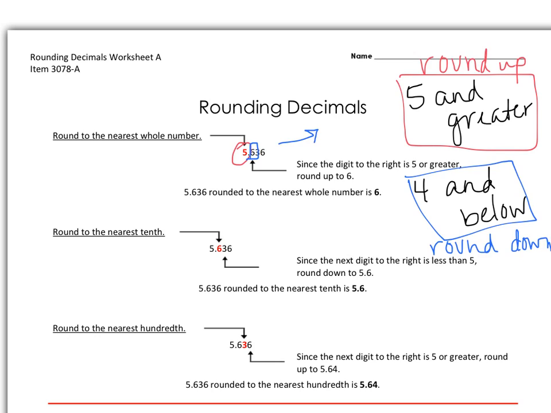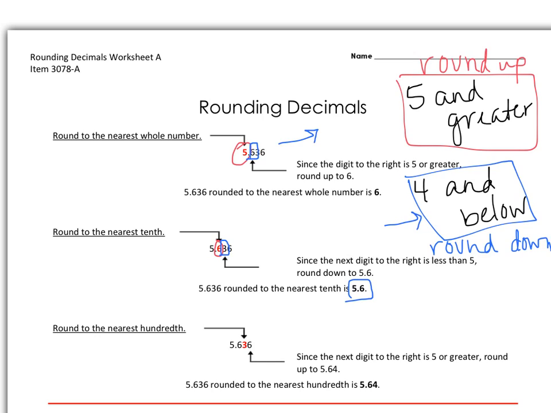Alright, looking at the next problem. They want us to round to the nearest tenth, so we find the tenths place. And then we need to look at the number directly to its right, which is a 3. And since a 3 is 4 and below, we are going to round down. So when we're rounding down, we're not really taking a number away from the tenth place in this case. We are just going to drop all of the numbers to the right of the tenth place. So our answer will be 5.6.